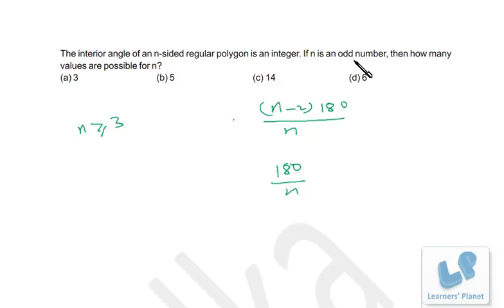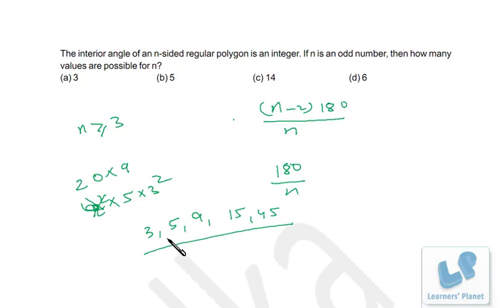Now here n is an odd number, so we have to find the factors of 180 which are odd numbers. Okay, so 180 is actually 20 into 9, that is 2 square into 5 into 3 square. Now if we want the odd factors, we have to neglect this. So we start with 3, then 5, then 9, then 3 into 5 is 15, then 9 into 5 is 45.